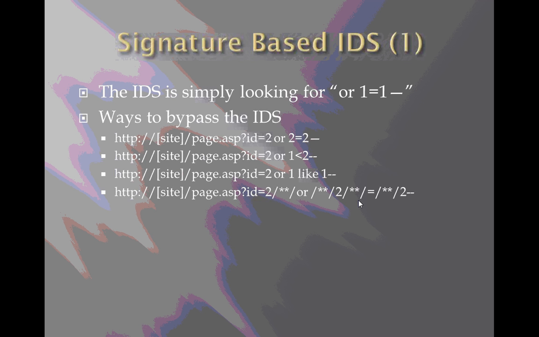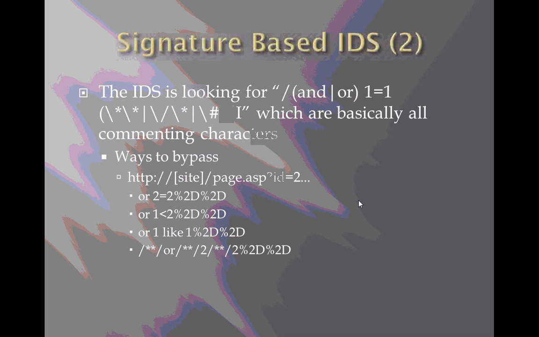So now we'll move on to our harder IDS. This one's still looking for 1 equals 1, but it's also looking for many commenting characters. Ways to bypass this: you can just do the initial string of the site and then add on or 2 equals 2 %2d %2d. That's actually encoding the dash dash into URL, which will also work. It's just a simple way of bypassing that. You can also do or 1 is less than 2, same as last slide, just with the %2d instead of the dash.